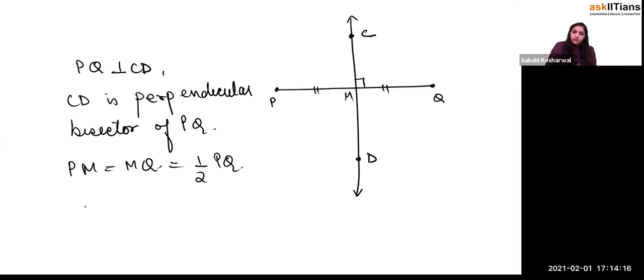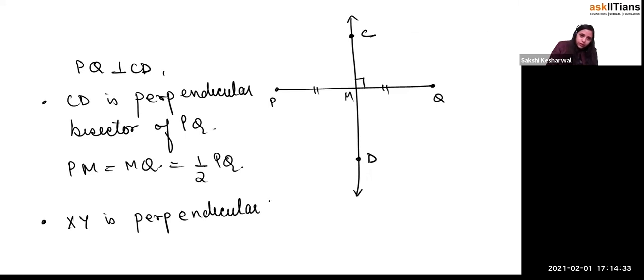Right. So whenever it says that CD is a perpendicular bisector of PQ, it means CD is bisecting the PQ. Yes or no? Or if I write XY is perpendicular bisector of AB, then what is the figure you will be making?